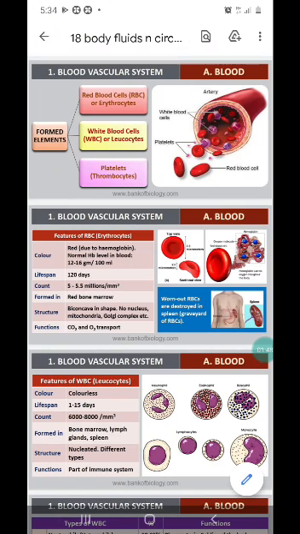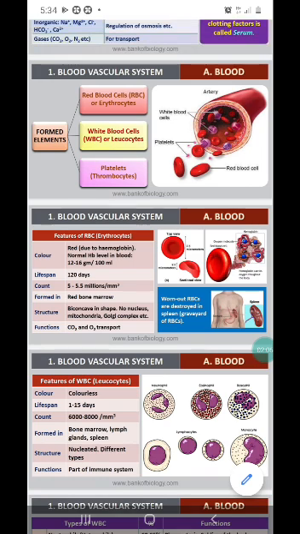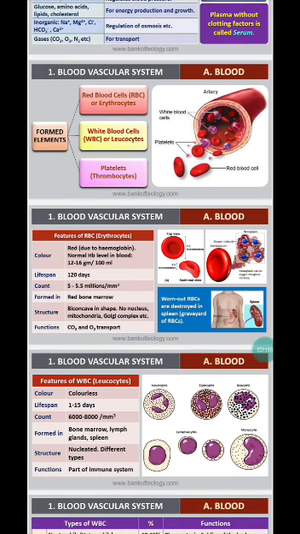And the blood itself is formed from bone marrow. Do you know what the bone marrow is? Inside the long bones there is a liquid-like substance which is called the bone marrow, and it is the one which produces the blood by a process called erythropoiesis.